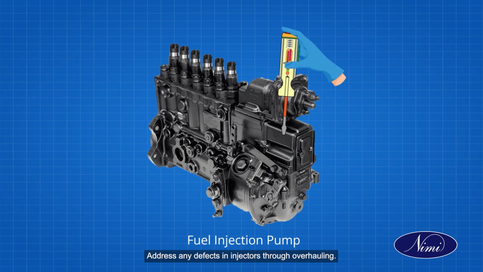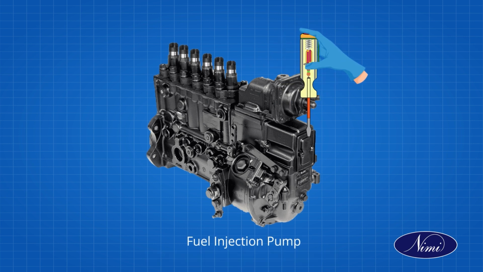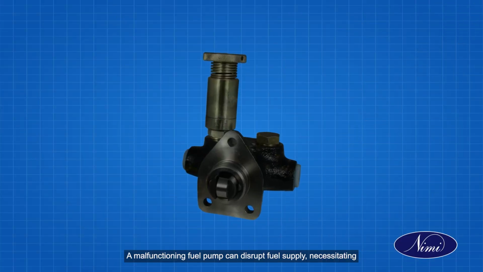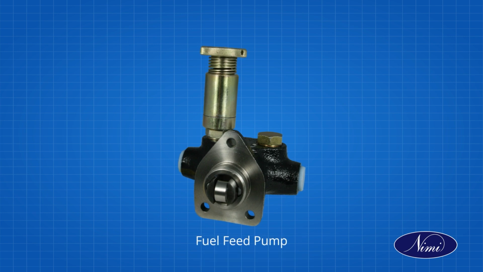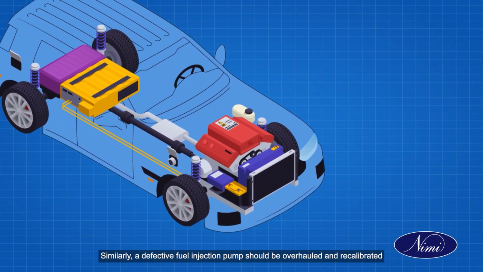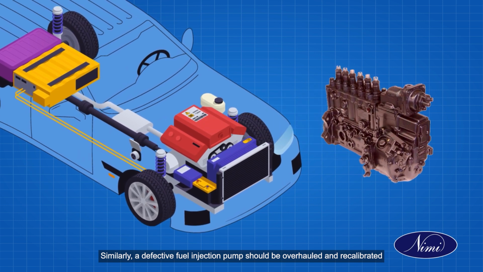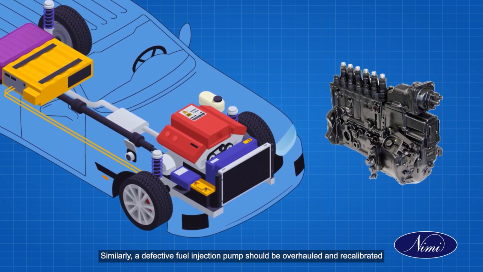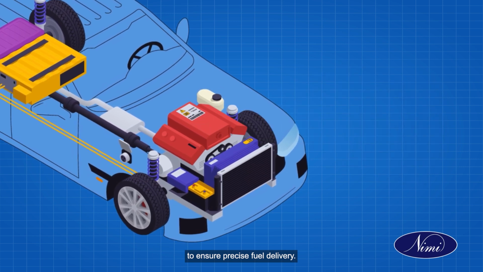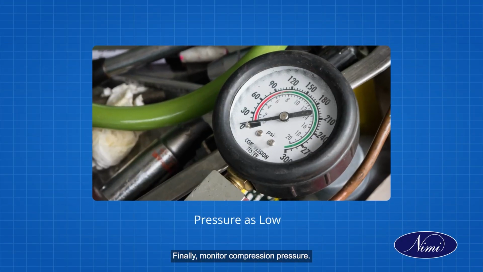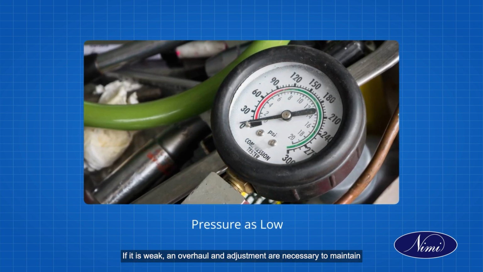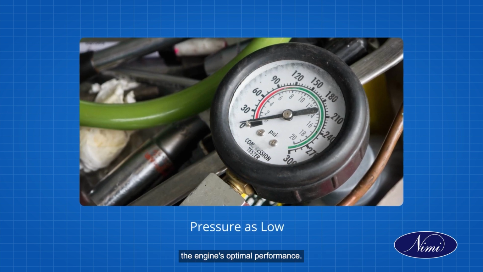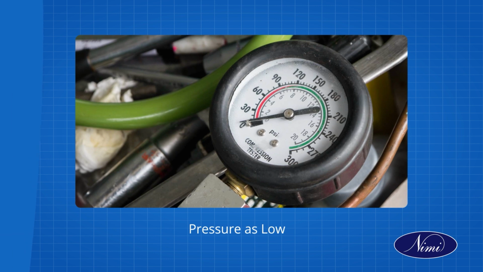Address any defects in injectors through overhauling. A malfunctioning fuel pump can disrupt fuel supply, necessitating an overhaul for proper function. Similarly, a defective fuel injection pump should be overhauled and recalibrated to ensure precise fuel delivery. Finally, monitor compression pressure. If it is weak, an overhaul and adjustment are necessary to maintain the engine's optimal performance.